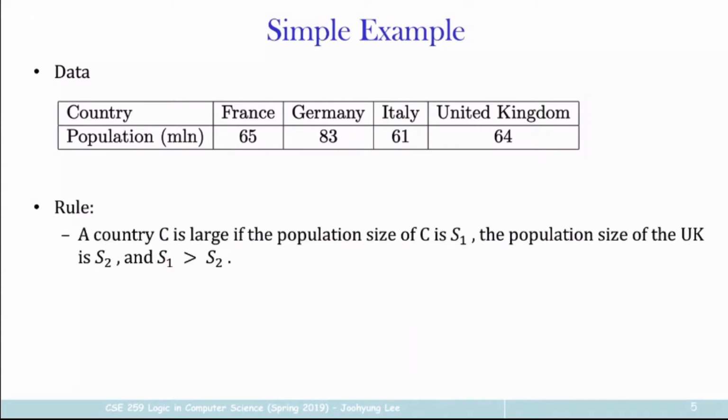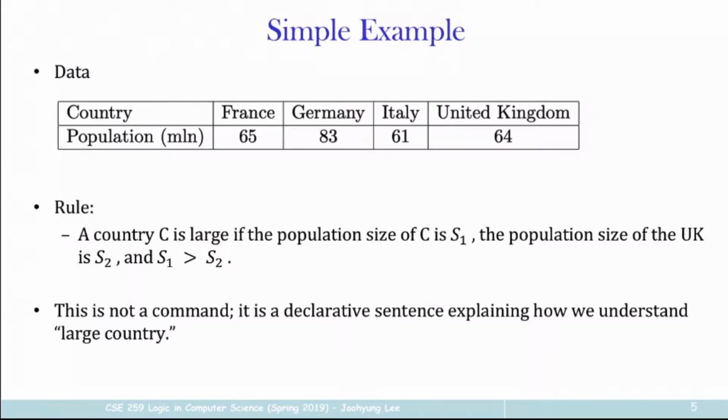What we want to ask the system to return is about the largest country, and we have to tell the system how we define this. A country C is large if the population size of C is S1 and the population size of the UK is S2 and S1 is greater than S2. In simple English, a country is considered large if it has more population than the UK. This is what we want to ask the computer. Note that this is not a command, it is a declarative sentence explaining how we understand a large country.